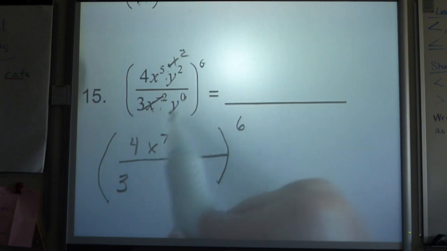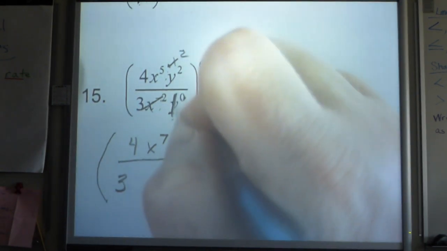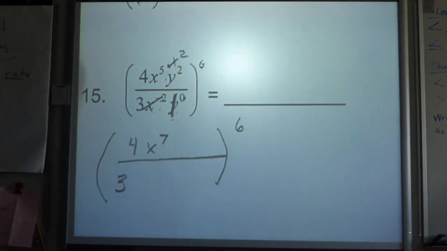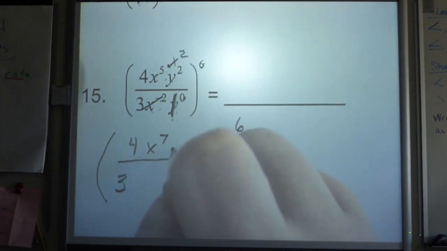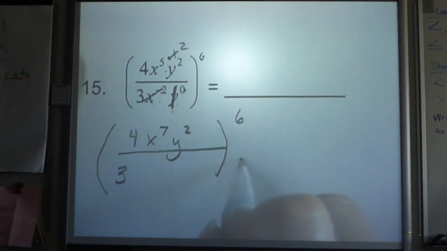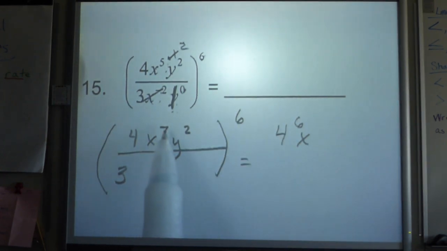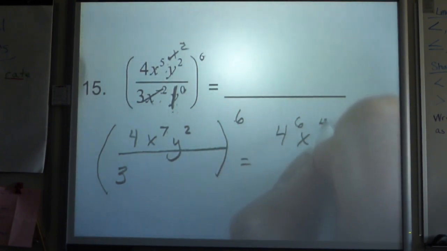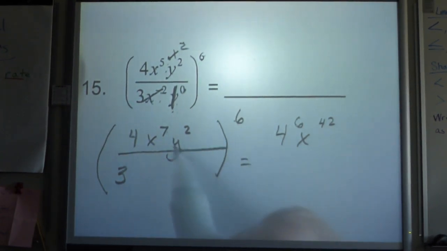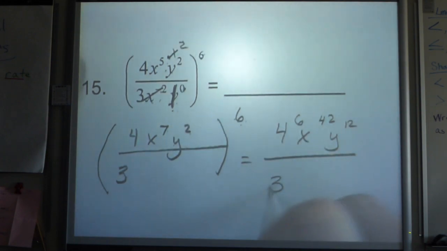And then I'm looking at this y. This jumps right out at me because anything to the 0 power is 1. So this is just all over 1. Okay. And then I have my y squared. And then all of that gets raised to the 6th power. So I end up with 4 to the 6th times x to the 7th to the 6th, x to the 42nd, and y to the 2nd to the 6th, y to the 12th, over 3 to the 6th.